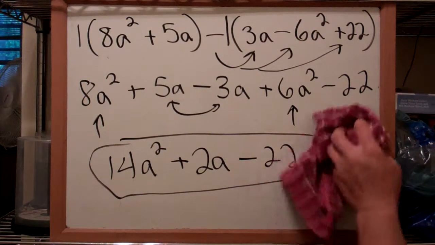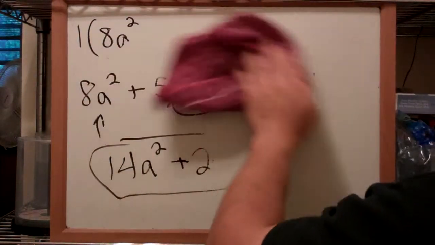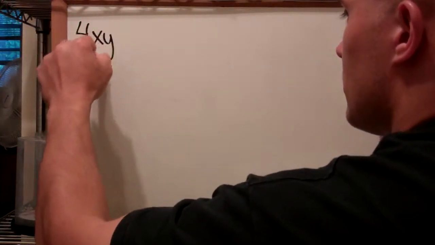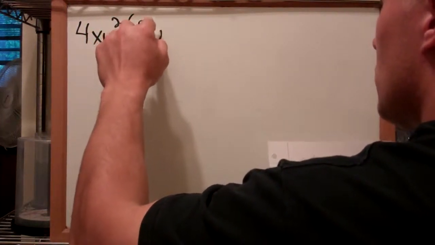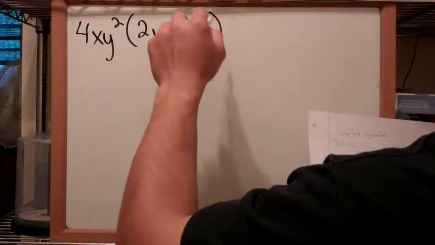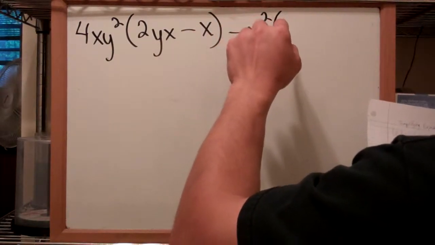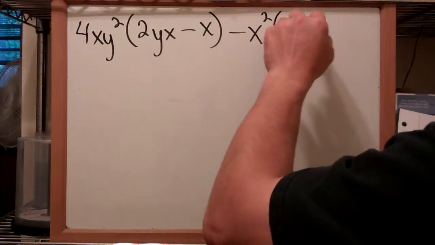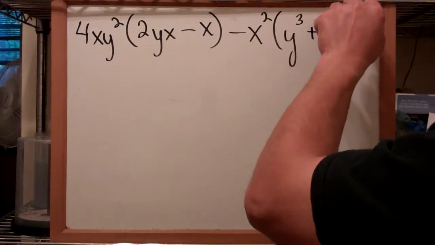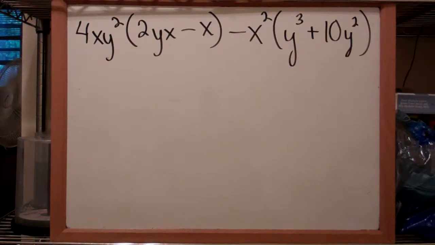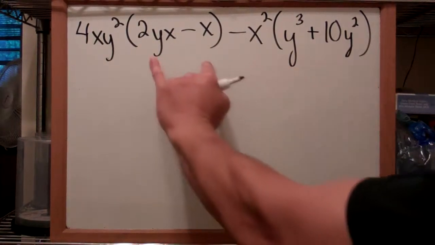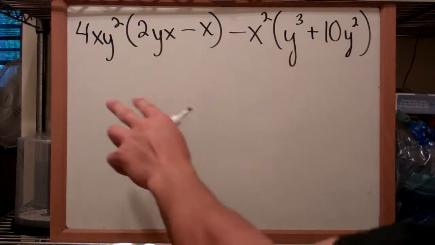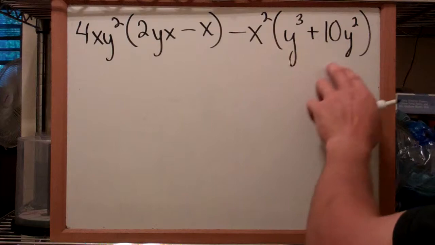Let's look at another example, a little bit of review before the actual multiplying of polynomials. Next we have 4x y squared times 2yx minus x squared times y cubed plus 10y squared. Here we have multiple sets of grouping symbols, and we're going to be using the distributive property twice. Once here and then once here.